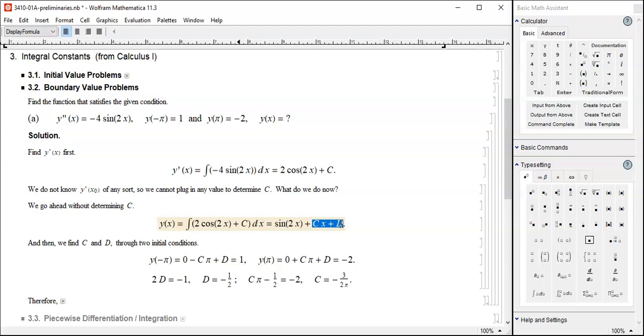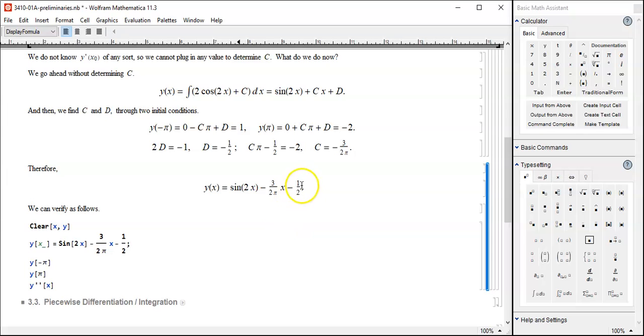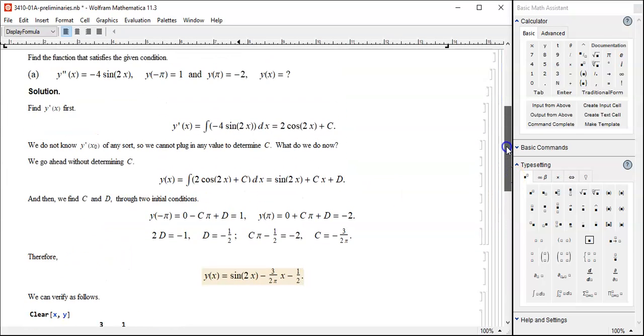And then plug in this and that. We're going to get two equations and two unknowns. Plug in negative pi, we have one equation. Plug in pi, we have another equation. Two unknowns, c and d, and two equations, we can solve it. And what did you get? d is negative 1/2, c is negative 3 over 2 pi. Therefore, we have the solution. That turns out to be the solution.